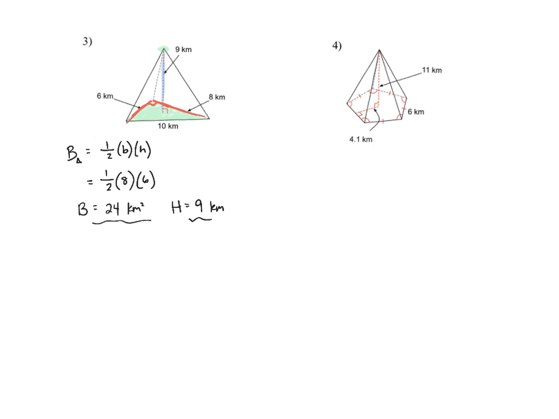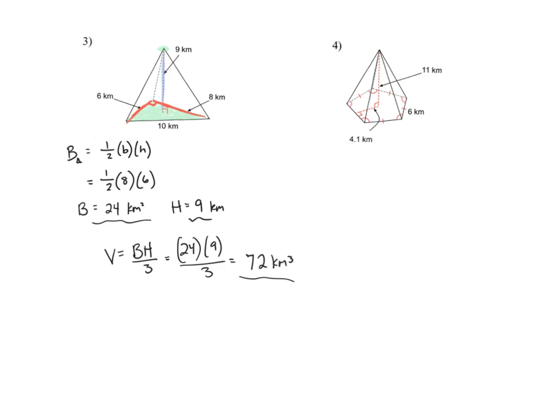All right, so to find the volume of this pyramid, big B times big H divided by 3. Big B is 24. Big H is 9. And 24 times 9 divided by 3. I think it's 72. I hope it's 72. And that would be kilometers cubed. Another huge pyramid.